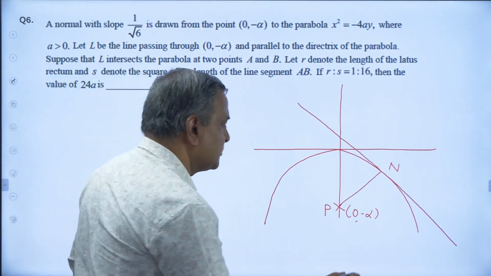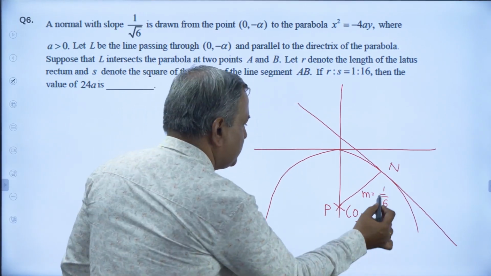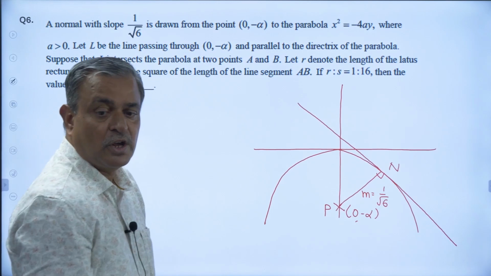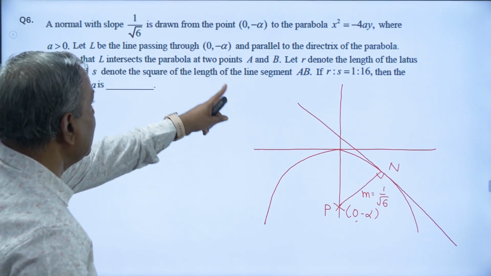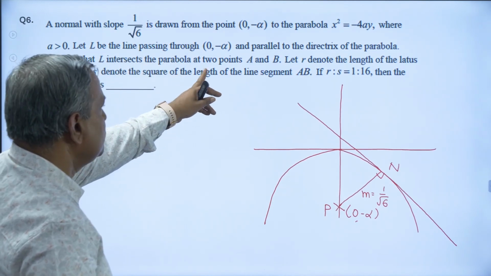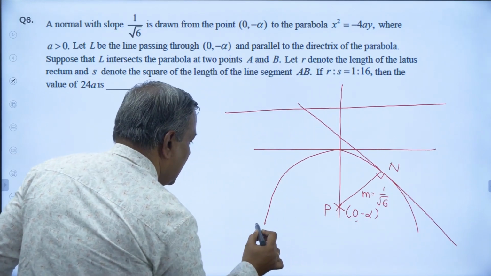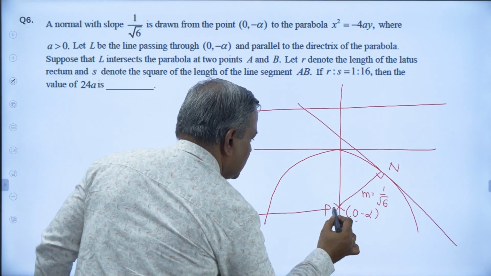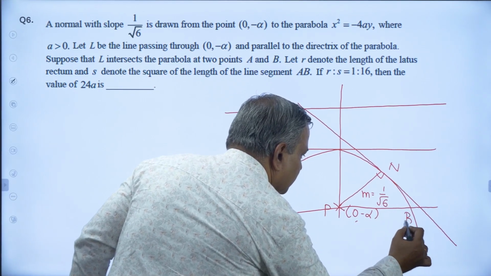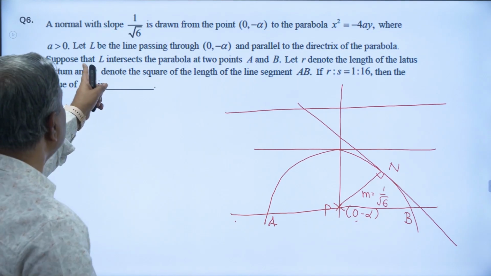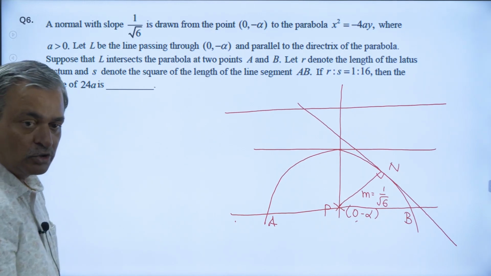1 by root 6 is the slope of this one. M is equal to 1 by root 6, so the slope of the normal is 1 by root 6. X square is equal to minus 4ay, a reverse parabola, and we wrote alpha is greater than 0, correct? 0 comma minus alpha. This is the directrix. A line L is drawn parallel to the directrix, passing through P. This point is A, this point is B. We got points A and B, AB parallel to the directrix. Suppose L intersects the parabola in A and B. Done? No doubt about it.